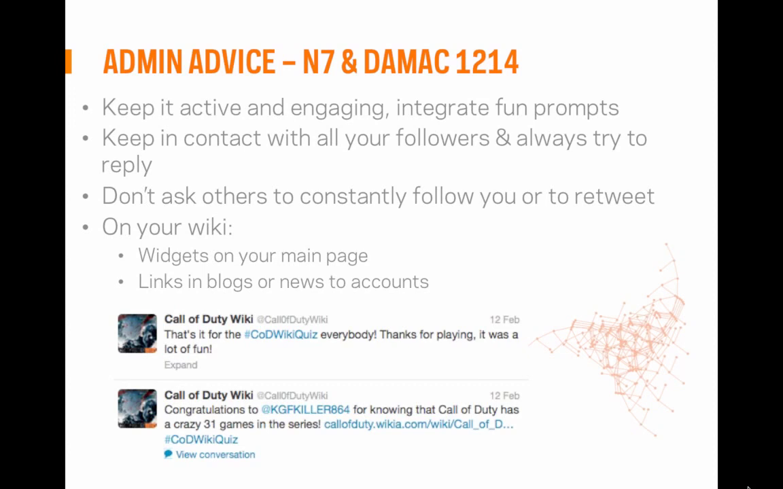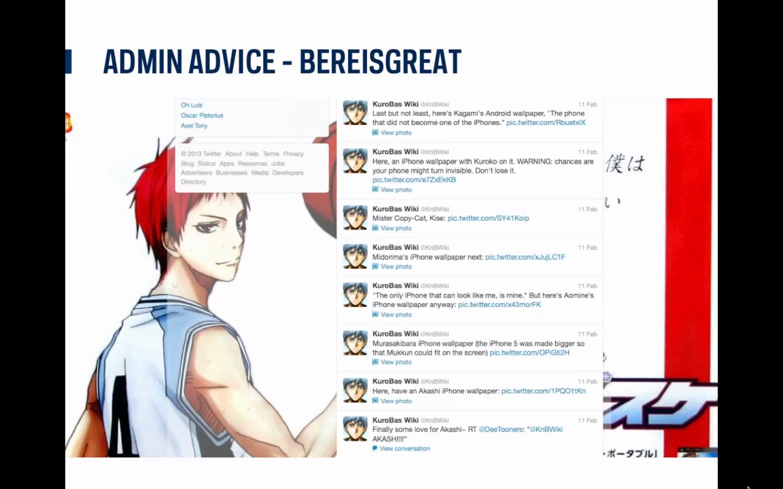Bear is Great had similar advice to N7 and DMAC, and I know he's in the audience, so hopefully he's sending in some others. He started promoting his Deadman Wonderland Wiki at first through his personal accounts, and then decided to make official accounts for the Wikis he's most active on. For finding followers, he recommends looking for the fan base on the social network and following those people who are in the fan base. Chances are high they'll refollow and retweet, spreading the info that you post.